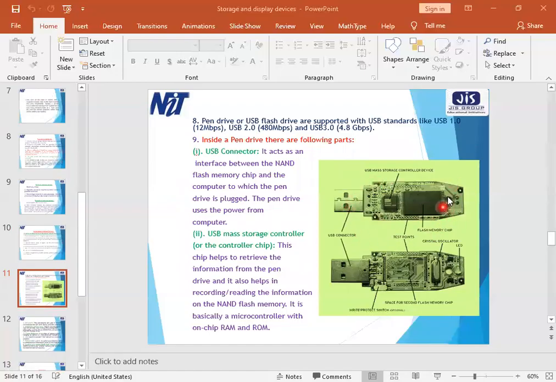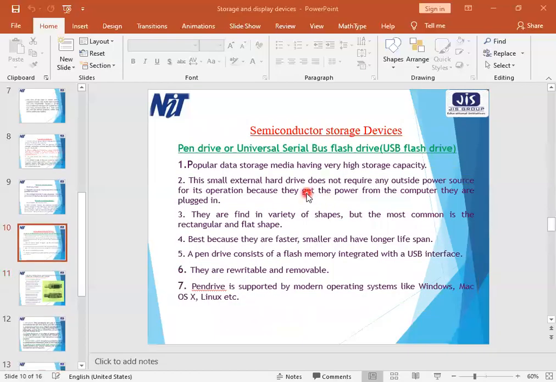This is the figure of a pen drive, and these are the different parts which will come later on. Let us see at first the peculiar points about the USB device or pen drive. Popular data storage media, all of you know, and it has very high storage capacity, starting from 2 GB to 4 GB. The small external hard drive does not require any outside power source for its operation. This pen drive never requires any power source from outside. When we put it into the computer, it uses the power of the computer to work.